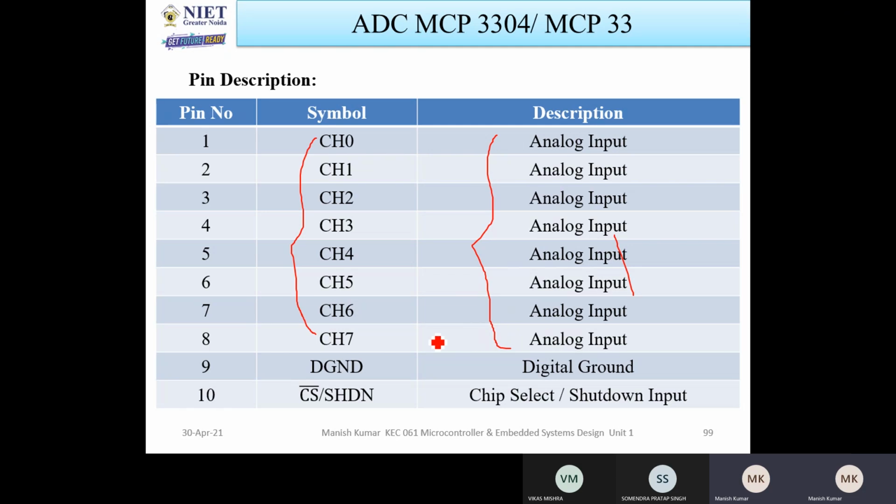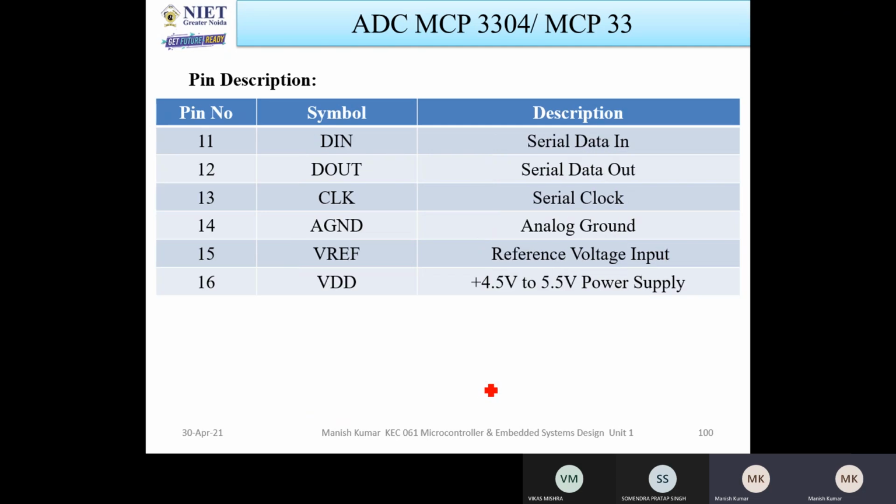Okay. So the next is DGND. It is called digital ground. CS bar SHDN is called chip select or shutdown. D in is serial data in, D out is serial data out. Whenever you want to send the data, you can send the data with the D out pin. When you want to insert the data, you can use the D in pin.